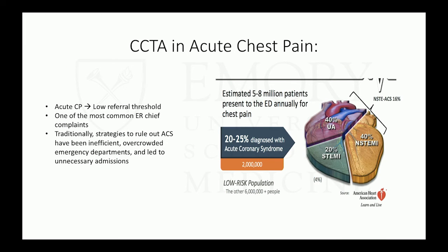Next, I want to quickly turn to CTA in the context of acute chest pain. And so obviously acute chest pain comes with a very low referral threshold. It's one of the banes of the existence for ER providers downstairs. It's a very common complaint. About 6 million people come to the ER annually with complaints of acute chest pain, and the traditional way of how we've cared and evaluated for these patients has been thought to be inefficient. It overcrowds emergency departments, and it leads to unnecessary admissions.